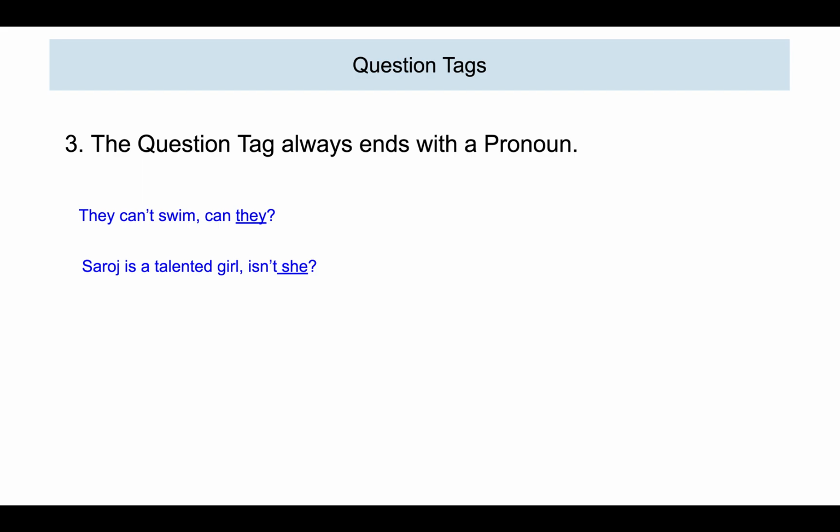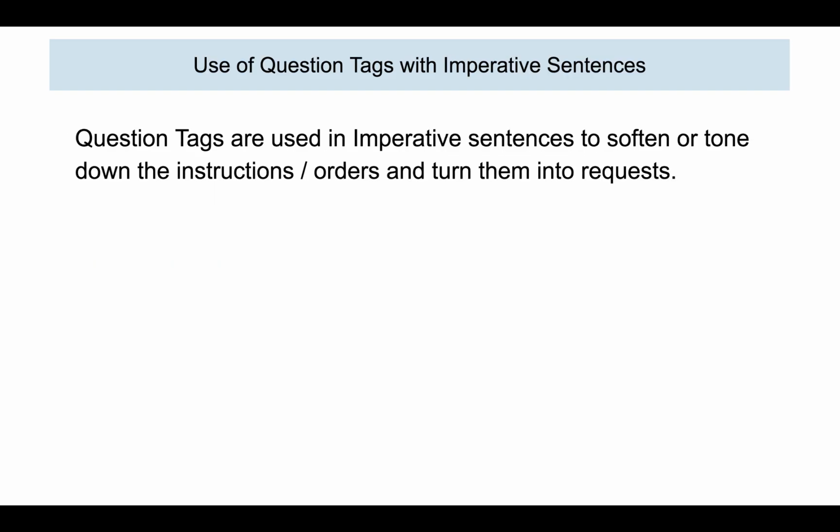There is a pronoun at the end of the tag, isn't she? She is a pronoun. That pronoun has to match with the subject. So Saroj is a girl, so it has to be she at the end. And the question tag has to end with a question mark.